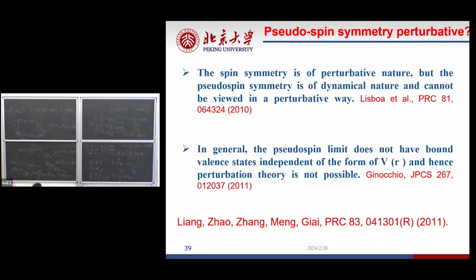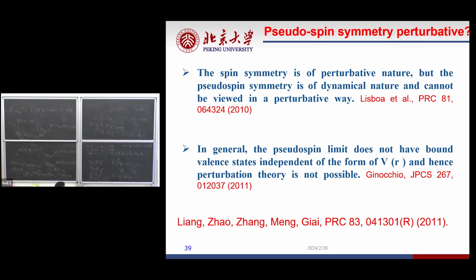Then there are also a lot of questions that arise. For example, is the pseudo spin symmetry perturbative or not? There is a lot of work; for example, in the spin symmetry, people write that the spin symmetry is perturbative in nature, but the pseudo spin symmetry is dynamic, so it cannot be viewed in a perturbative way. A lot of people agree with this idea.